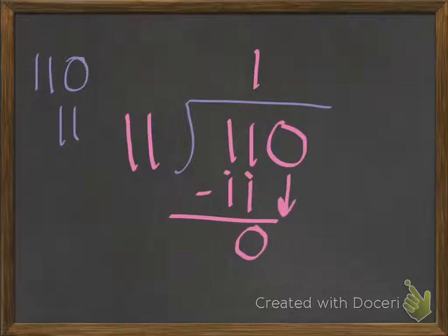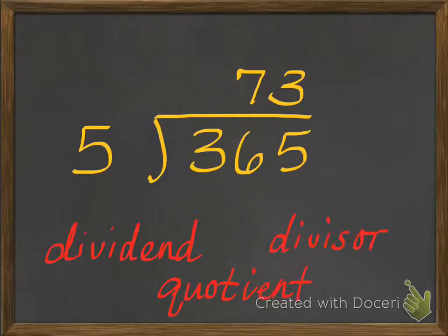Bring down the next digit, and it's a 0. 0 divided by 11, well, it's 0. Remember, we talked about this yesterday or the day before, that 0 divided by any number is 0. So 110 divided by 11 is 10. And that's our answer. Remember also that there is a secret 0 sitting there. We don't really have to draw it, but there is another 0 there. All right. So did you get the right answer? I hope so.